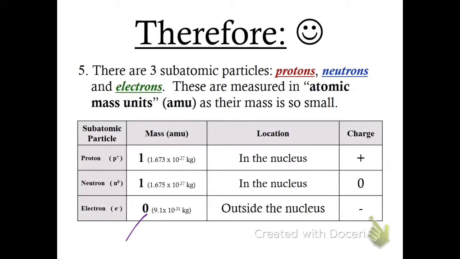We say that the electron has a mass of approximately 0, and that is just because it is so many times smaller. You would need about 2,000 electrons to equal the mass of a proton, that we've decided it's easier to just not count them. And that's where we're going to stop for this lesson: protons, neutrons, and electrons in our subatomic particles. Next, we're going to talk about why counting them is important.